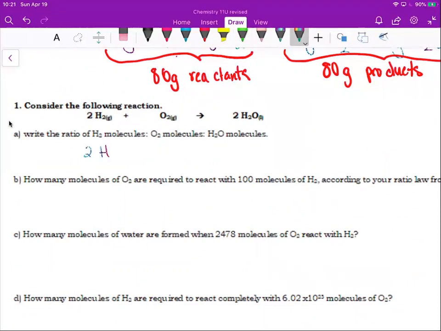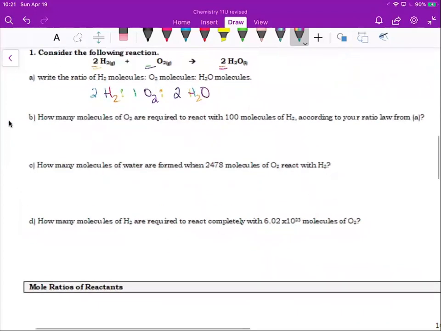Well, 2 hydrogen molecules react with 1 oxygen molecule to produce 2 water molecules. I'm just looking directly at my coefficients here. That's why it's so important to know how to balance. And it says, how many molecules of oxygen are required to react with 100 molecules of hydrogen according to your ratio law from A? So we are scaling up here.